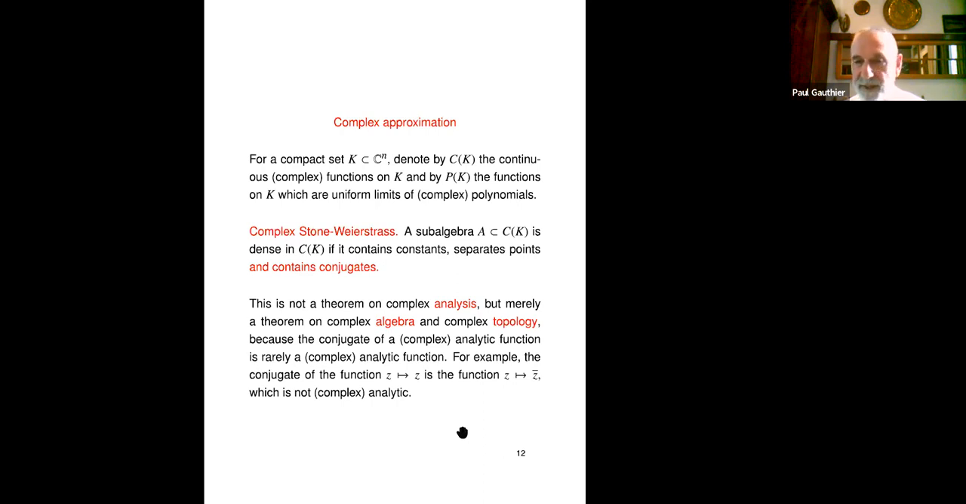Now, I claim this is not a theorem of complex analysis, but merely a theorem of complex algebra or complex topology, because the conjugate of a complex analytic function is rarely a complex analytic function. For example, the conjugate of the function z goes to z is the function z goes to z bar. It is not a complex analytic function. And so the complex Stone-Weierstrass theorem is not very useful in complex analysis.